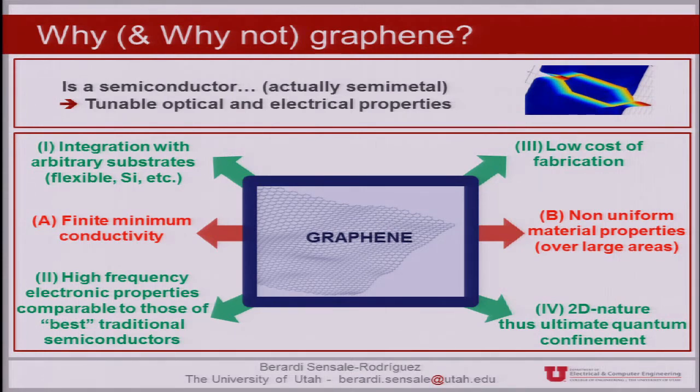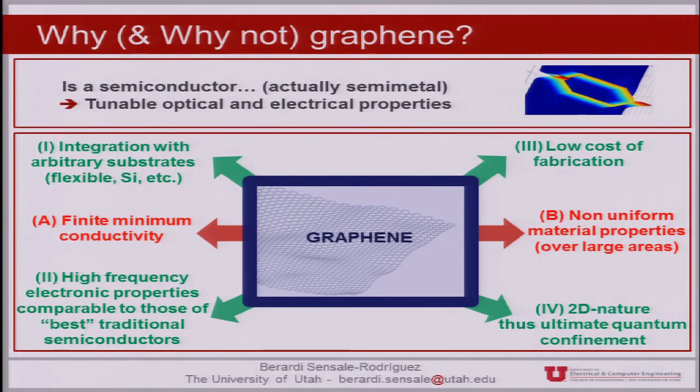And finally, this is a 2D material. The two-dimensional nature gives us the ultimate quantum confinement. We have electrons confined just to a single atomic layer, and this is an atomic layer, for instance, without dangling bonds, which also translates into better electronic properties.